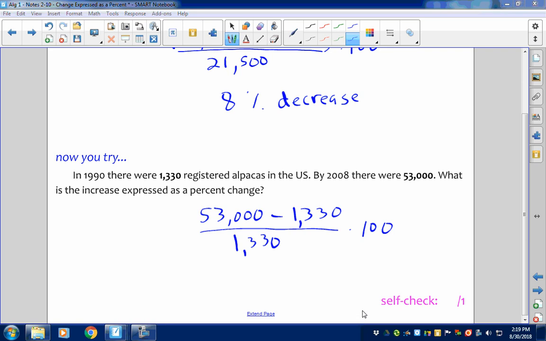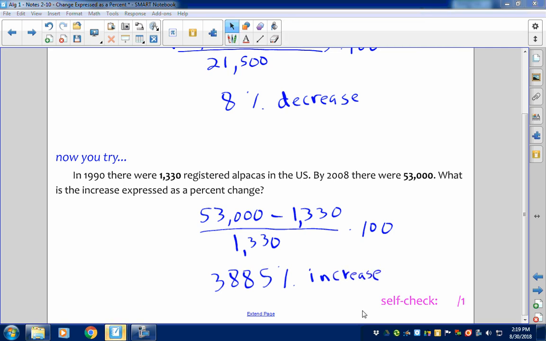So we go 53,000 minus 1,330 over 1,330. It ends up being 3,885%. If you get a negative, is that right? A negative wouldn't make sense for this one. I would drop the negative because it's an increase, and an increase should be positive. Can you do it the other way around and then just take out the negative? You could. All you're trying to find is the absolute value of the difference. The amount of change is just the absolute value of the difference, and then you can apply the negative or positive later.